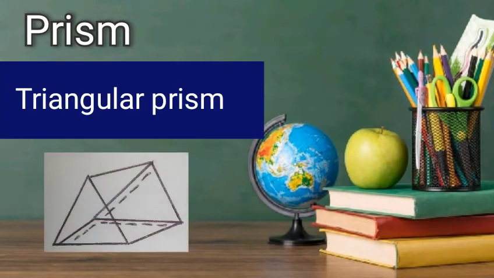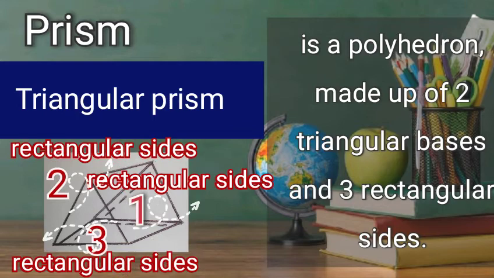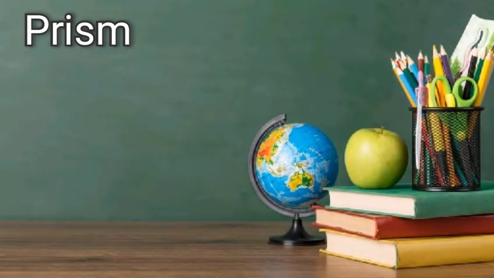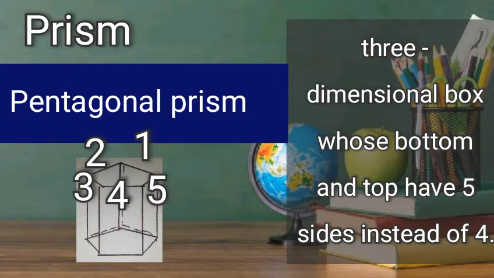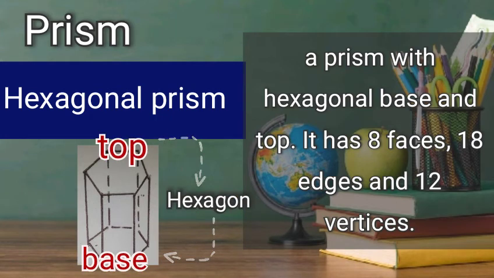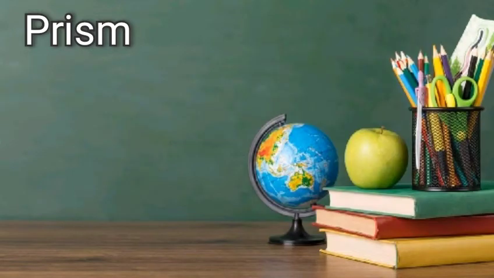A triangular prism is a polyhedron made up of 2 triangular bases and 3 rectangular sides, and its 2 bases are congruent. A pentagonal prism is a three-dimensional box whose bottom and top have 5 sides instead of 4. A hexagonal prism is a prism with hexagonal base and top. It has 8 faces, 18 edges, and 12 vertices.